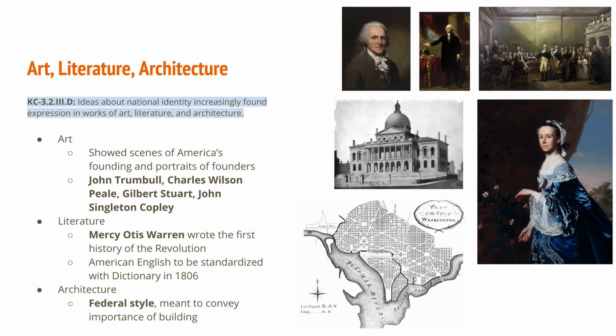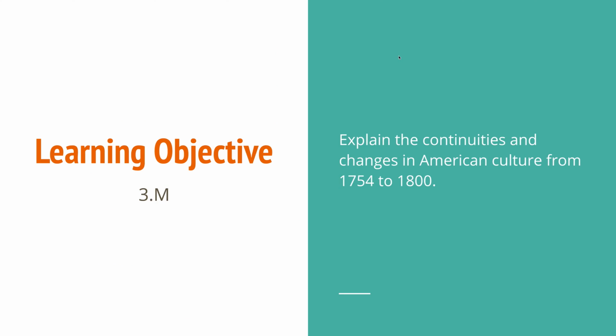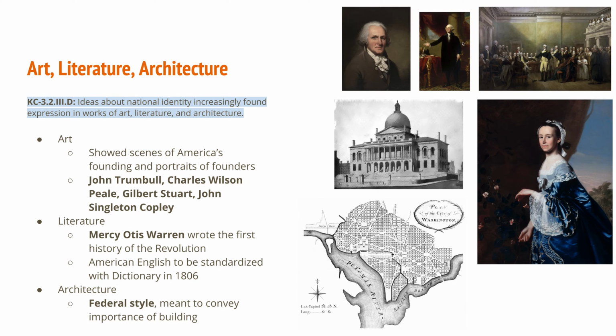You have the famous portrait artist, Charles Willson Peale, here on the left. Then Gilbert Stuart, who was also a portrait artist, he made this portrait of George Washington that is in the National Portrait Gallery, or sometimes hangs in the White House. And then finally, John Singleton Copley, who was also another portrait artist, he made this portrait of Mercy Otis Warren on the right. And so now, speaking of Mercy Otis Warren, for literature, she's the first person to have written a history of the Revolution.